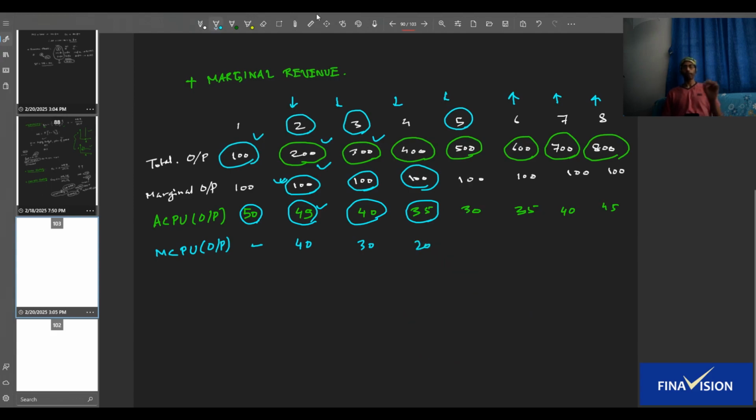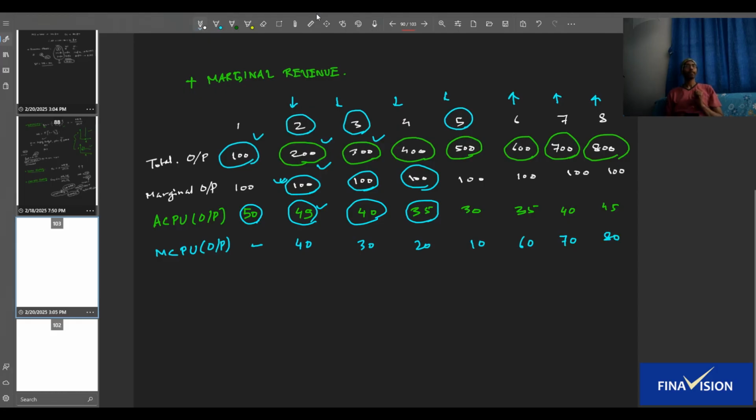For the fifth option, what is the marginal cost per unit? By now the calculation is similar, so I'll just directly write it. This is 10. This is 60. This is 70.